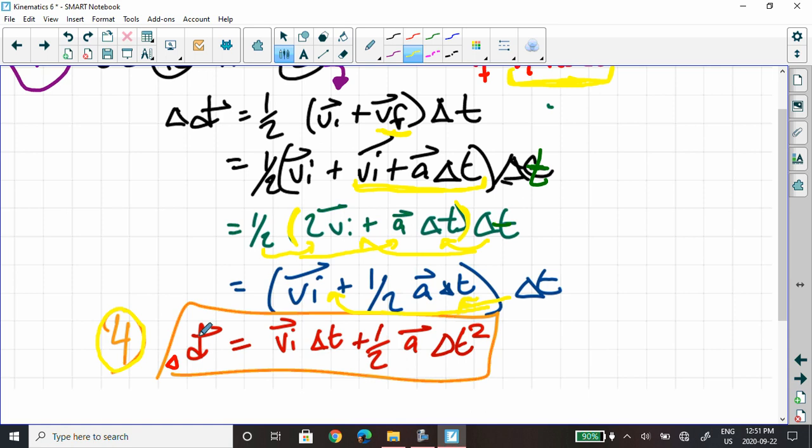Delta D is equal to VI, that is now multiplied by time, plus a half acceleration delta time multiplied by another delta time, which leaves me with a half a delta t squared. So the fourth equation is displacement is equal to the product of initial velocity and time plus the product of half acceleration multiplied by time squared. This is your fourth equation.